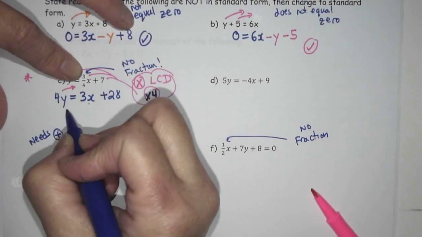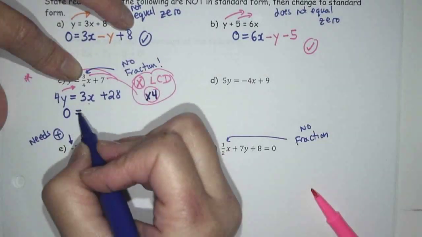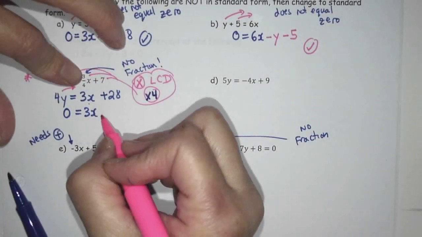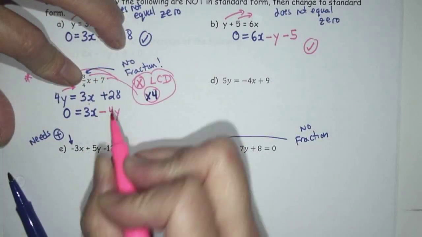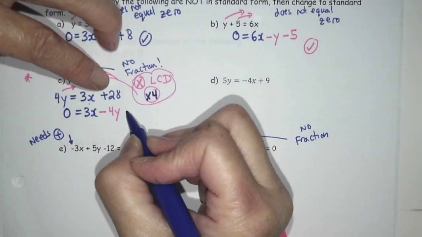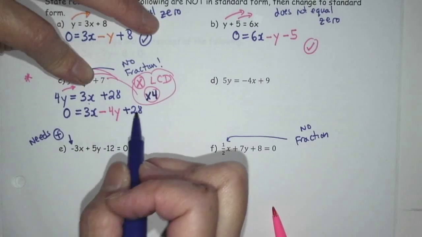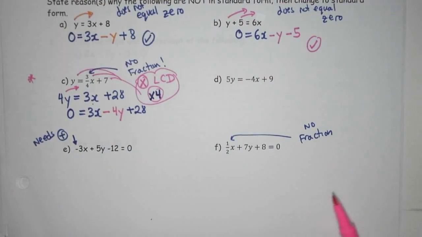Keep the 0 on one side. I'm going to keep the 3x here. The 4y hops over, and it becomes negative 4y. That's the only one that moved, and the 28 goes here. I want the order to be x, y, number equals 0. I don't care which side equals 0 is.